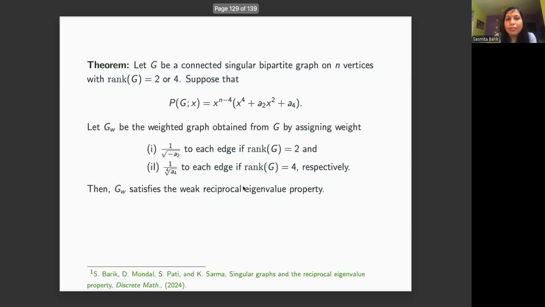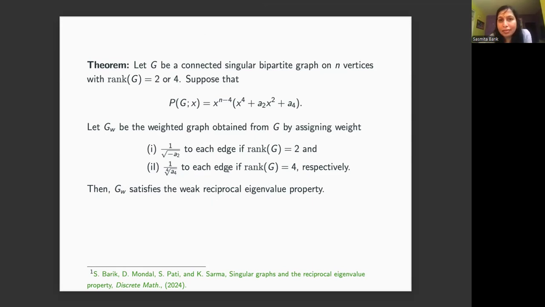Okay, so we gave a construction also. If G is a connected singular bipartite graph on n vertices and rank of G is 2 or 4, then the characteristic polynomial will look like this. Here you can assign weights in this way: if rank is 2, then you take the weight 1 by square root of minus a2 and put it on all edges. And if rank is 4, then take the weight as this number and put it on all edges. Then G_W will satisfy the weak reciprocal eigenvalue property.